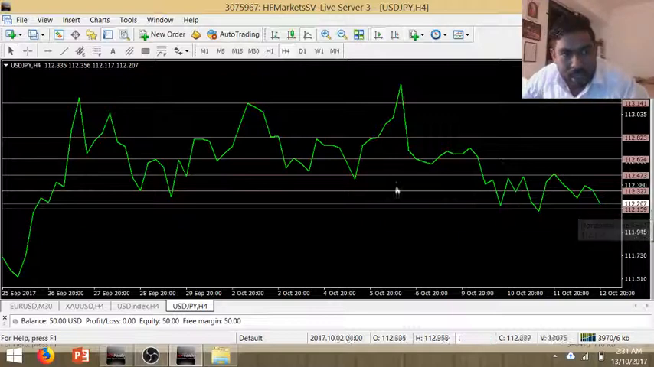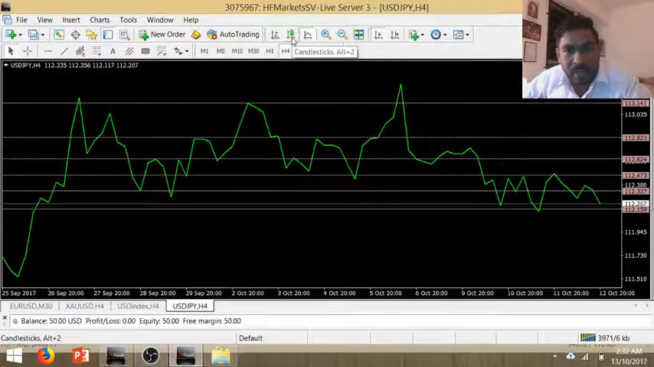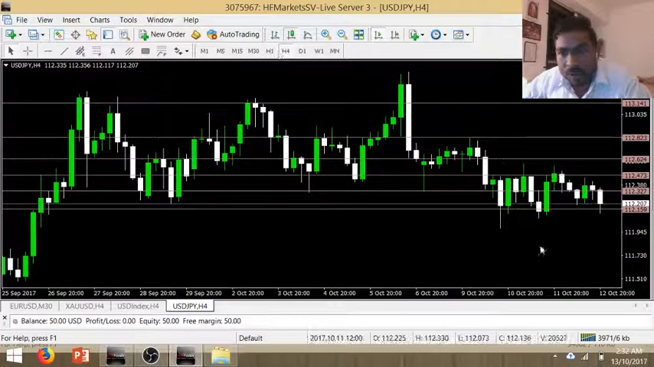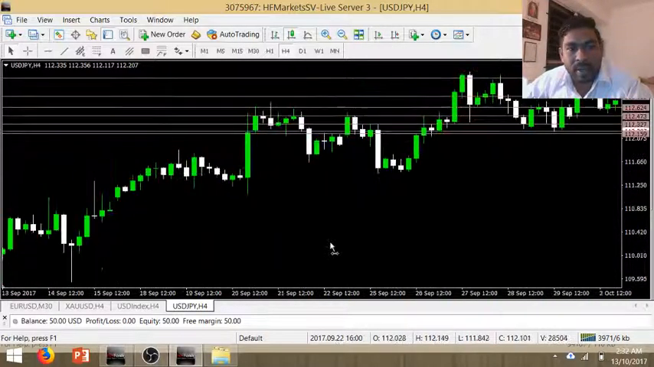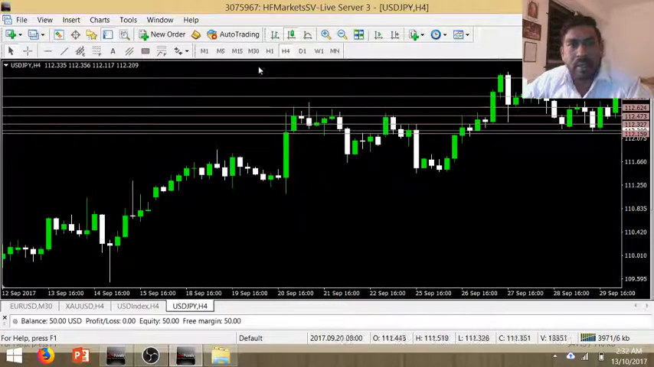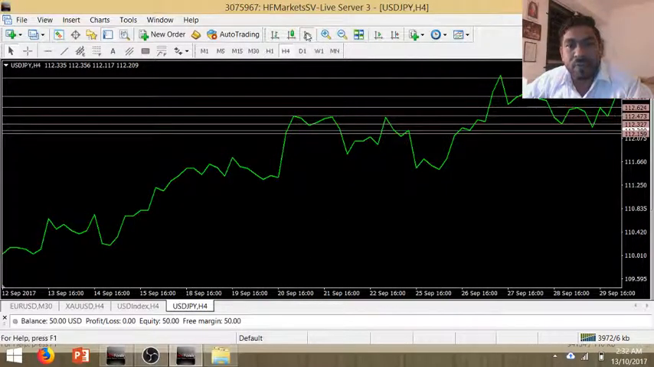So we have identified the level. If this is a correct level, it would have been tested a few times. You can see it has been tested numerous times here. Let's go back a little bit, and then we can mark a few more levels.